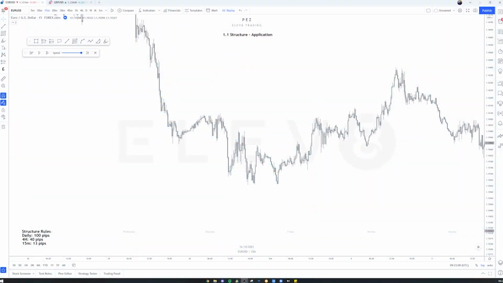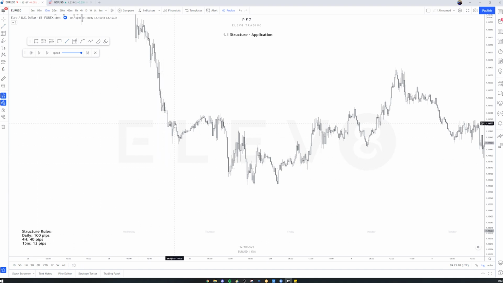So in this video we're going to be discussing and walking through structure and the application from what we previously learned in the last video. Okay, so if we look here, we'll start here and then we'll move to the right. We're on a 15-minute time frame, so we're looking for 13 pips for a pullback.